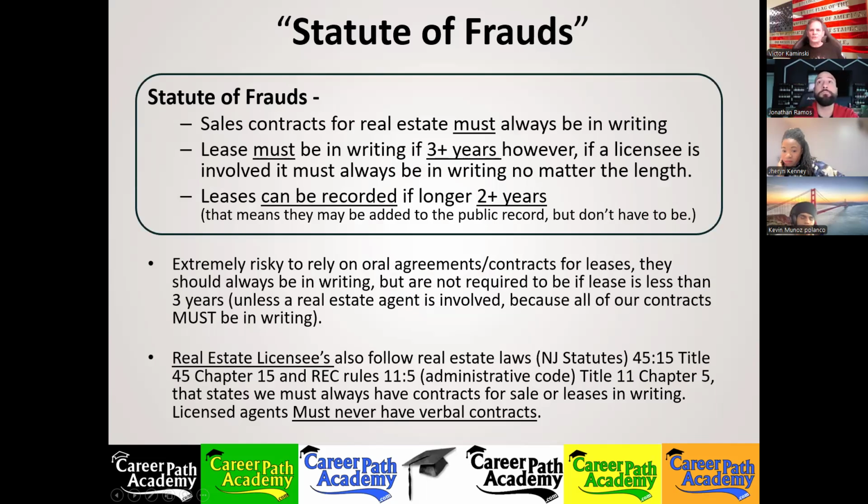Statute of frauds usually requires something to be in writing. And for the sales contracts of real estate in New Jersey, they must always be in writing. Always. A lease, however, must be in writing only if it's 3 or more years in length. However, if a real estate licensee is involved, it must always be in writing, no matter the length of the lease term. And leases can be recorded if longer than 2 or more years, so that the parties can record their long-term interest in that real estate.